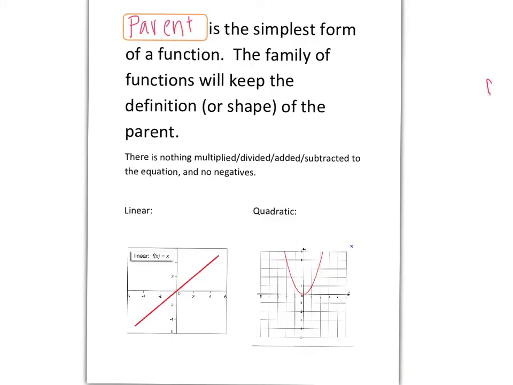The last thing I wanted to explain in this video is parent functions. A parent function is the simplest form of a function. The family of functions will keep the definition or shape of the parent. And so that's how you know what family it belongs to. There's nothing being multiplied, divided, added, or subtracted to the equation, and there are no negatives at all. So it's the absolute simplest form.